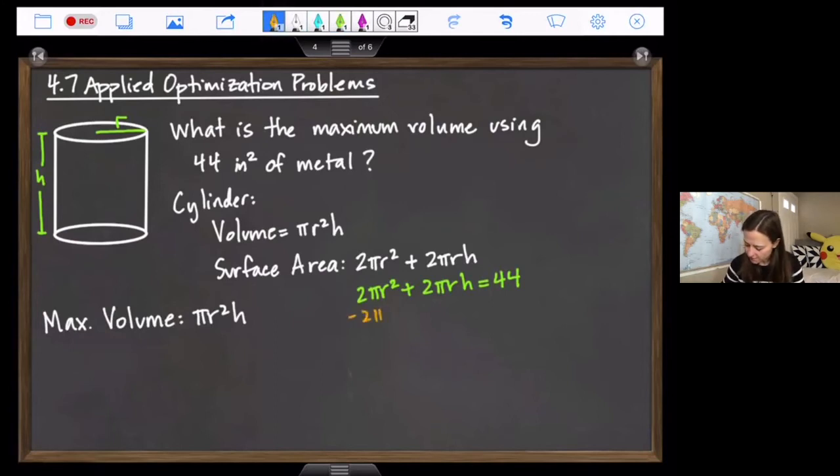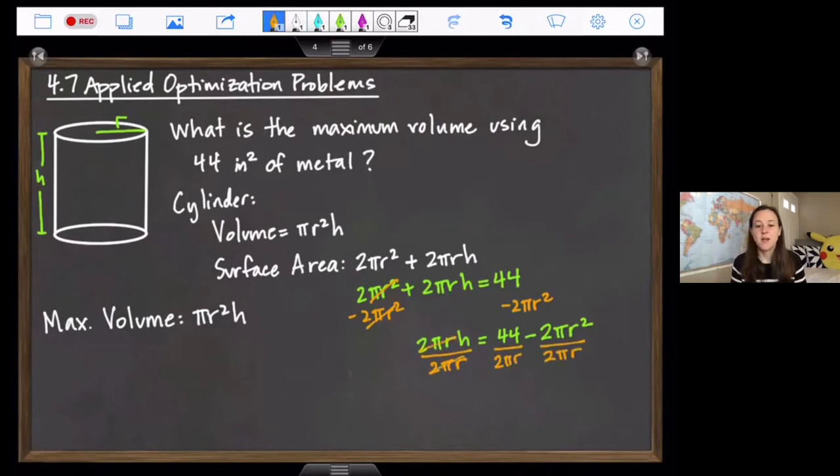I'm going to subtract 2 pi r squared from both sides. And that leaves me with 2 pi r h equals 44 minus 2 pi r squared. Now I'm going to divide both sides by 2 pi r. And there's a lot of simplification that looks like it could be done in that second term. So I'm going to distribute this division, which is legal, over on the right. So I've lost the 2 pi r. This is now an equation for h.